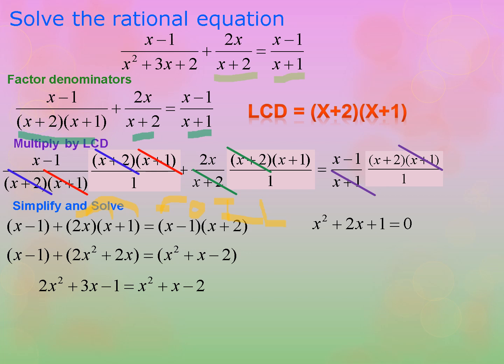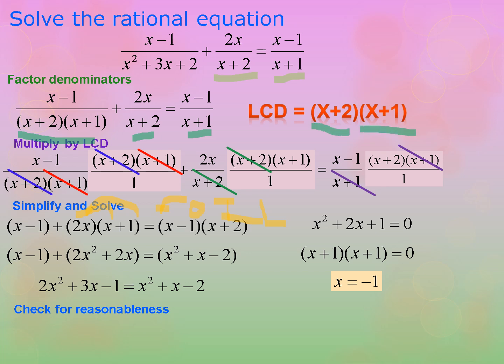Now, if you can't factor this, you are always welcome to use the quadratic formula. But a lot of these will factor, and it just makes it easier. So x squared plus 2x plus 1 factors to be (x plus 1) times (x plus 1). Then I set them equal to 0. They're the same factors, so I get x is equal to -1. But remember, we need to check and see if it is in the domain or the variable restrictions. I see right here that x can't be -2 and it can't be -1.